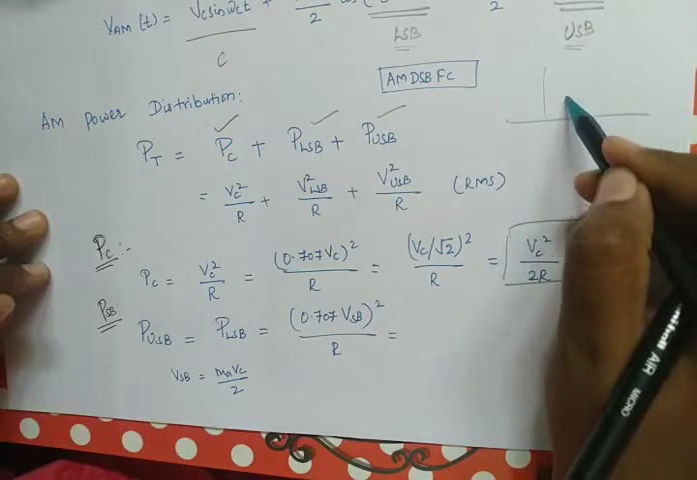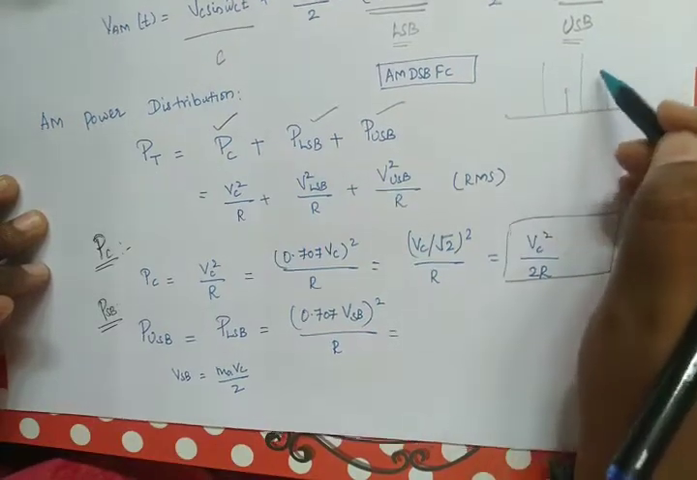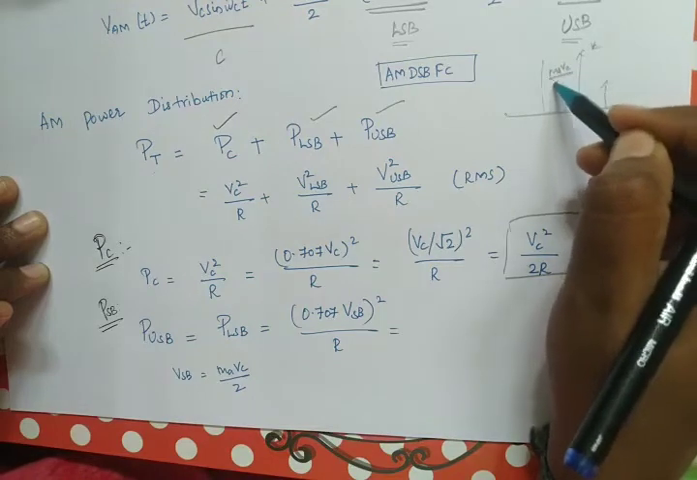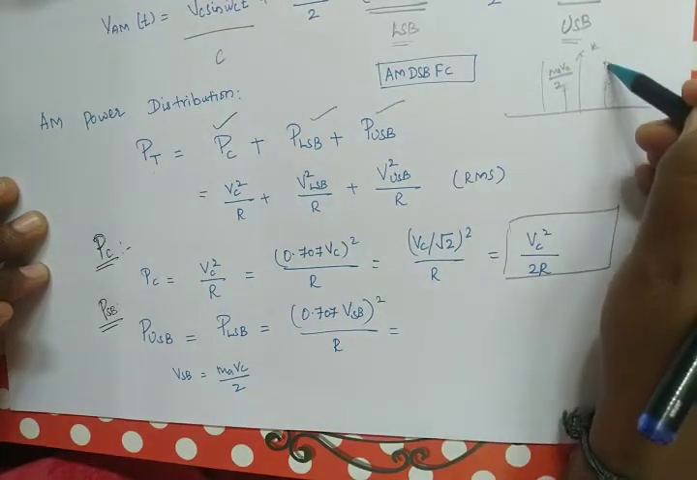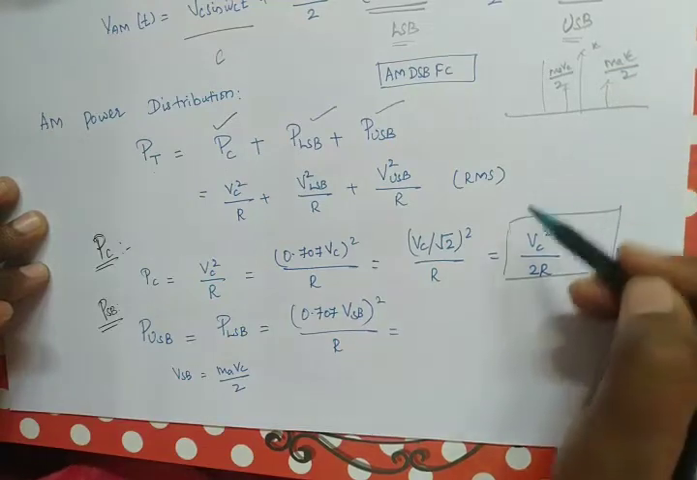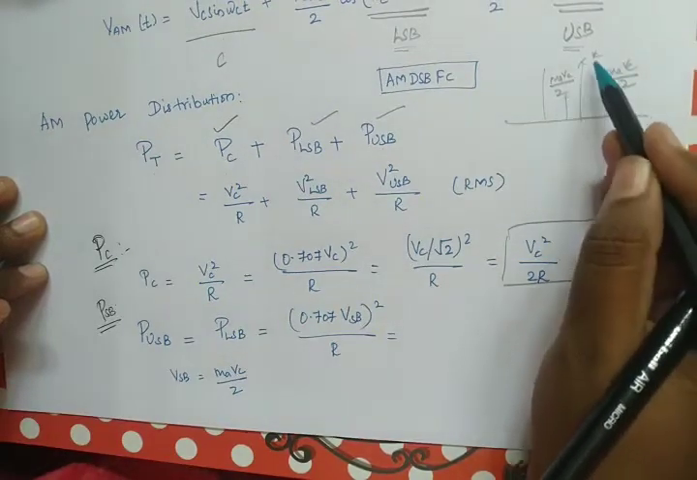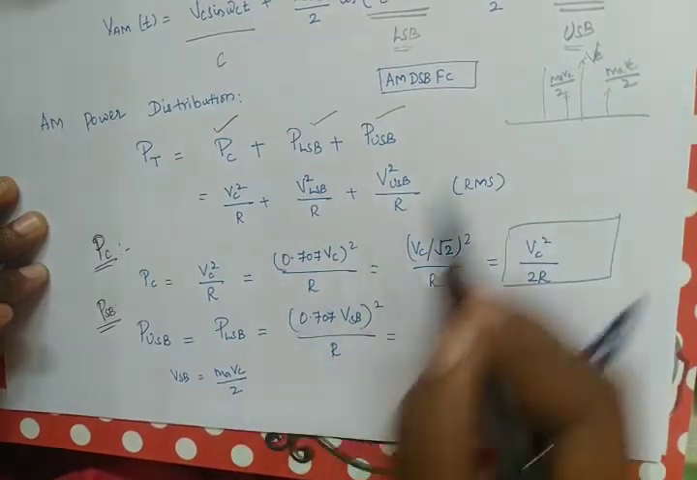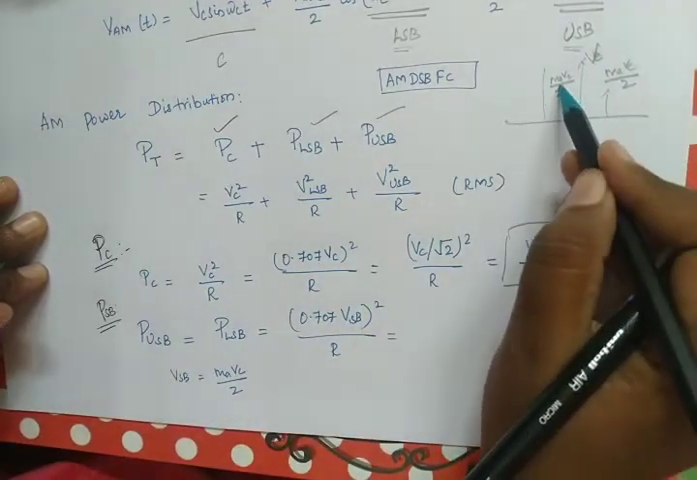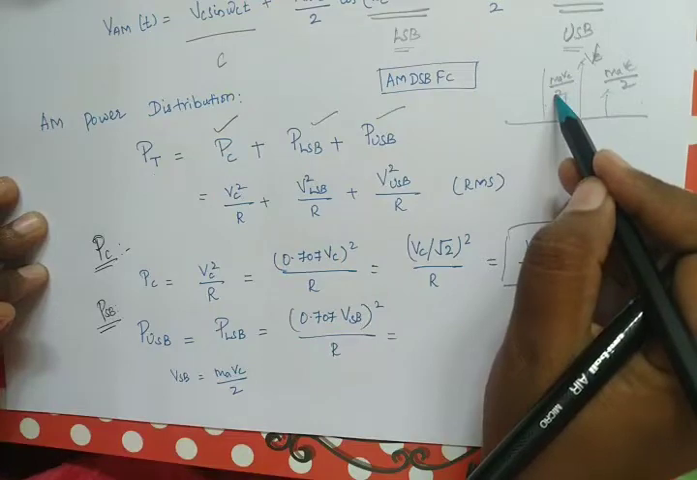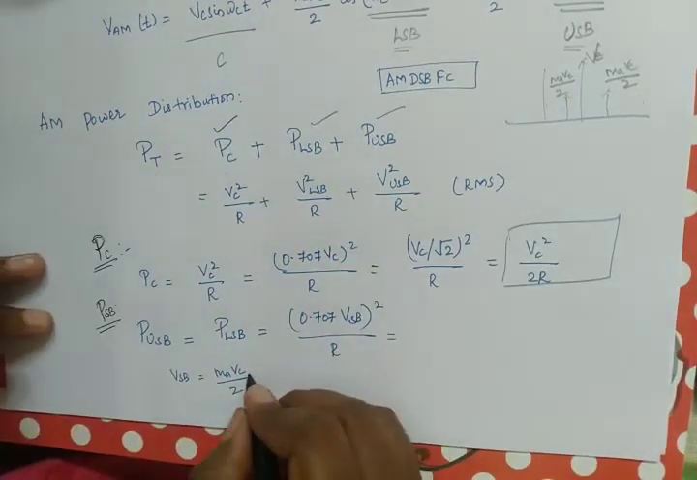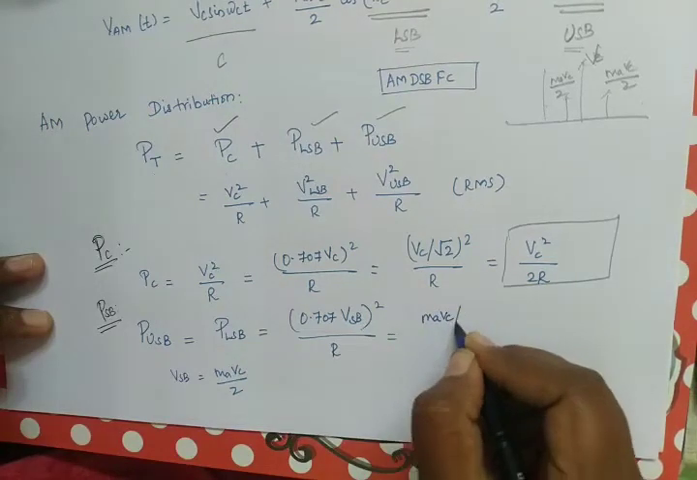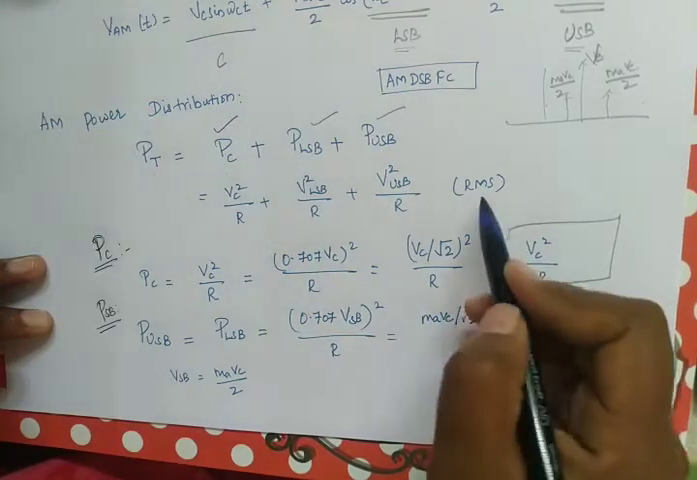I hope you remember this. This is our lower sideband, this is our upper sideband, this is our carrier. Here we have m_a V_C by 2, here we have V_C, and here we have m_a V_C by 2. I hope you remember this. Since it is the carrier, we have written V_C. But here we have the sidebands, so what is the amplitude? That is m_a V_C by 2. So we have to represent that m_a V_C by 2 here. Therefore we can write this as m_a V_C by root 2 times a further factor of 1 by 2, because it is an RMS value.